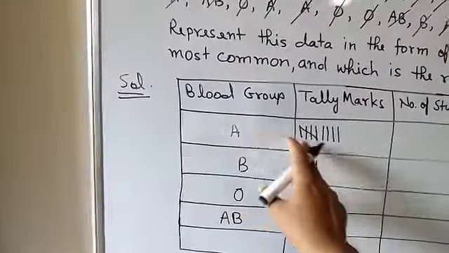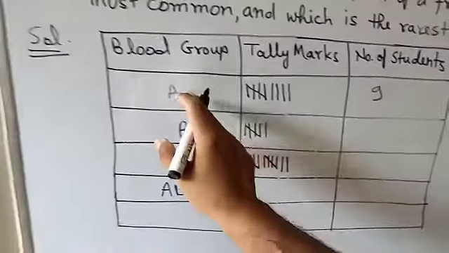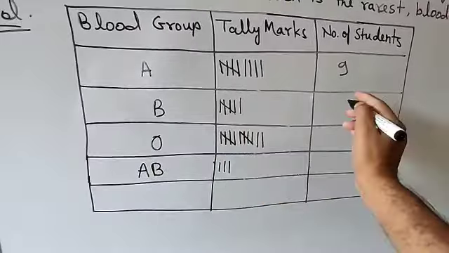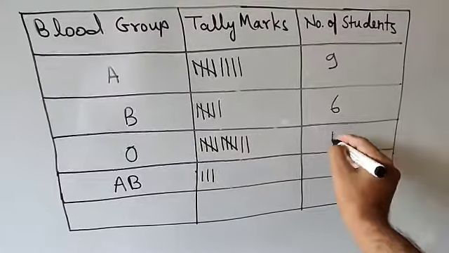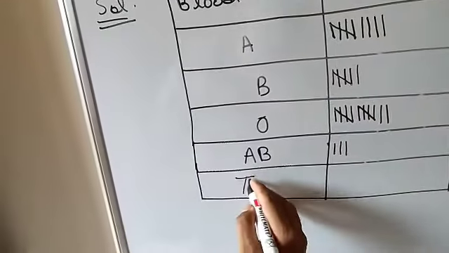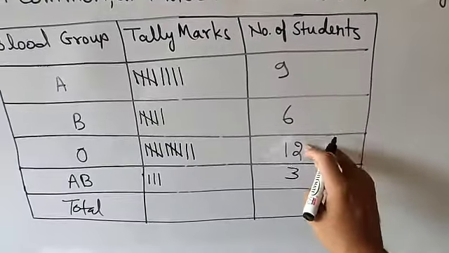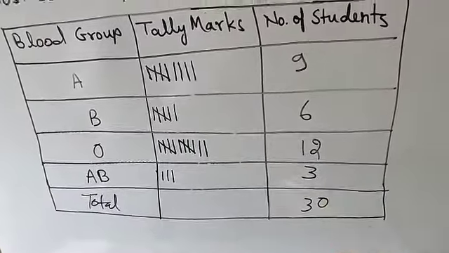Now count: 5 and 4, 5, 4, 9. So 9 students have blood group A. Here 5 and 1 is 6. Now here 5, 5 is 10, to 12, and here it is 3. Now I am going to write the total. If you add 9, 6 is 15, 2 is 17, 3 is 20, and 1, 2, 3, that is 30.